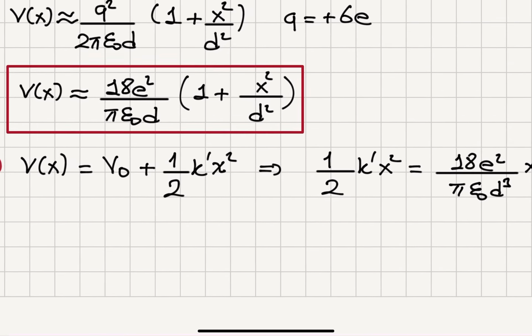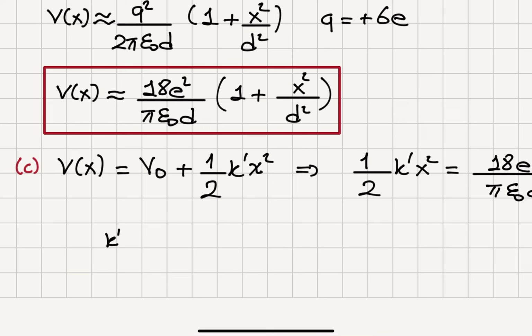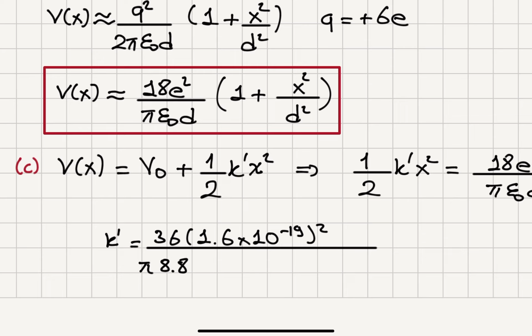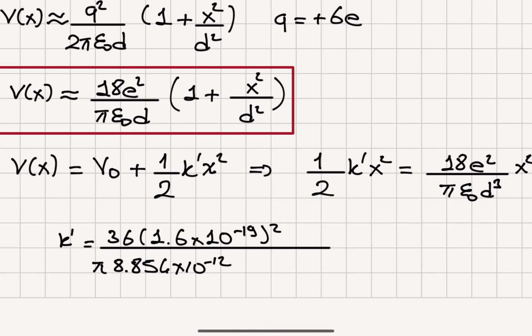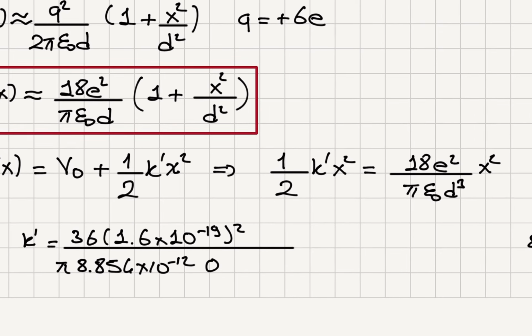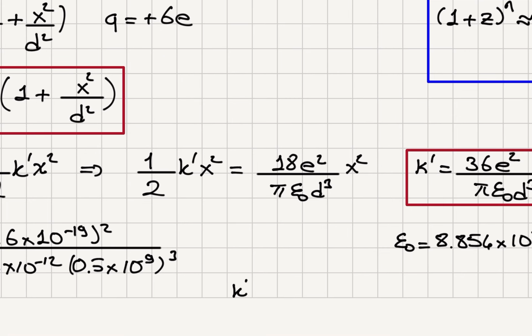So k prime is 36 e squared, 36 times (1.6 times 10 to the minus 19 coulombs) squared, divided by pi epsilon 0, 8.854 times 10 to the minus 12. The next term is d cubed. So we have 0.5 nanometers, (0.5 times 10 to the minus 9) cubed. So this gives us a k prime value of 265 newtons per meter.